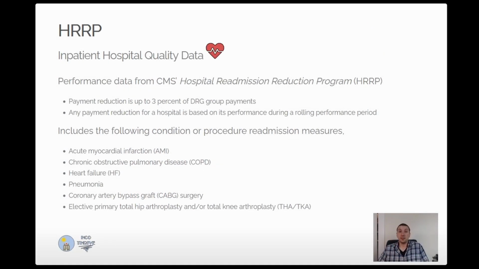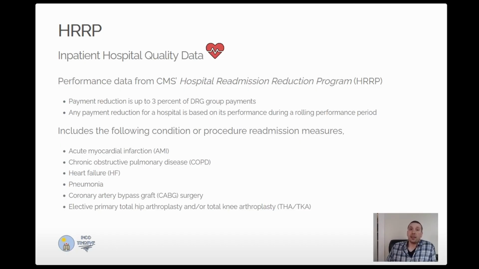Here we have CMS's Hospital Readmission Reduction Program. This is an important program as hospitals can be docked up to 3% of their DRG group payments. The way it works is CMS creates a model and then predicted versus actual rates for some of these readmission measures described below. So examples are AMI, COPD, heart failure, pneumonia, etc.